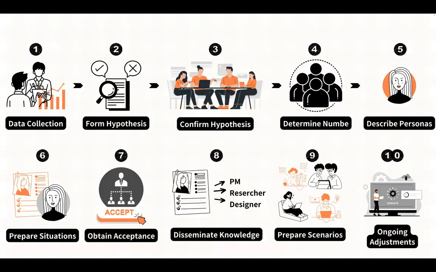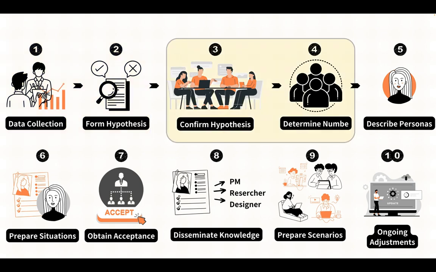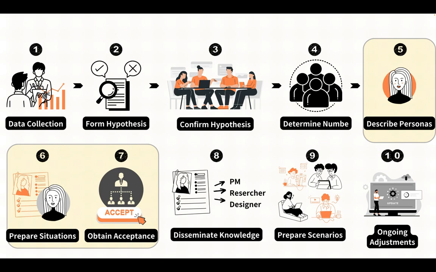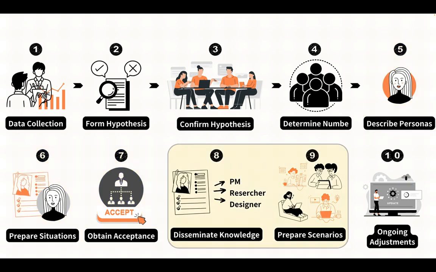The persona development process includes 10 steps. First, gather user data and form initial hypotheses. Then, validate this hypothesis with the project team and finalize the number of personas. Next, create detailed persona descriptions and design scenarios that depict specific use situations. Ensure all team members are engaged and accept these scenarios. Share persona information with all relevant parties and create usage story scenarios.